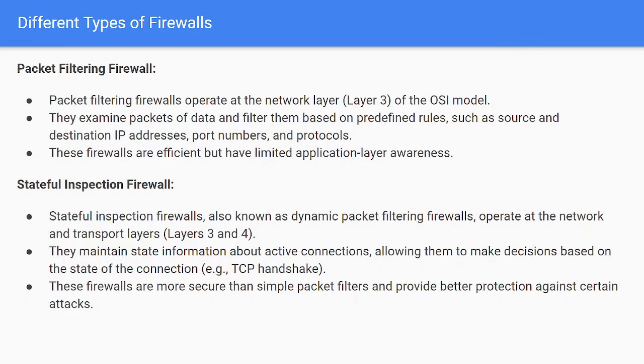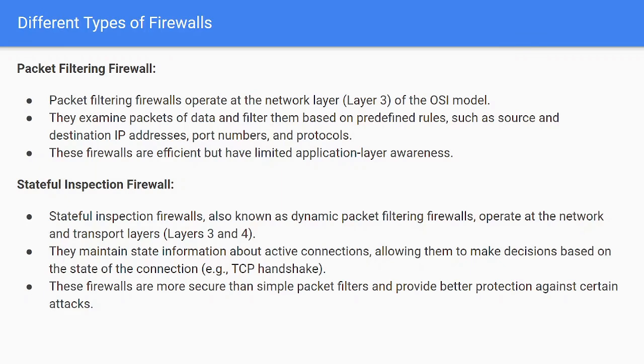Alright, so let me explain this one now. When it says stateful inspection firewall, it means it remembers the last state of the firewall, you understand? And this happens in your transport and network layer. So basically it maintains an active connection. Usually for packet filtering, once one packet comes, it just filters it. If it's allowed, it's allowed. If it is denied, it's denied.